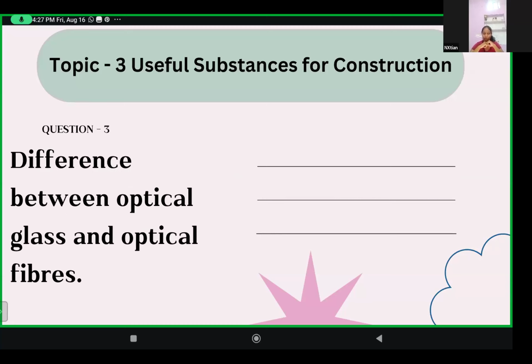Optical glass and optical fiber. I'm not sure what optical fibers are, but maybe optical glass. It's like the spectacle. Yes. Okay. All right.